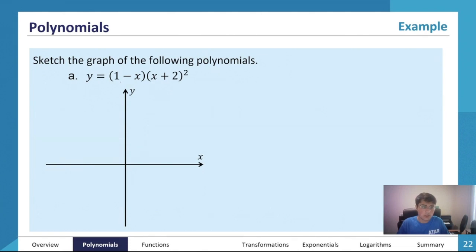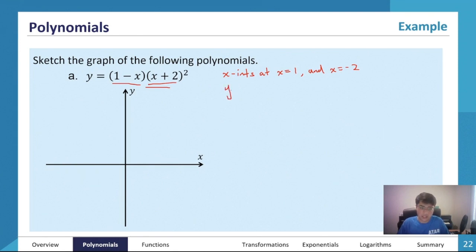In this case, we have the x-intercepts at x equals 1, because we have 1 minus x. So if we set x equal to 1, then this would collapse to 1 minus 1, which is 0, and so the graph would be equal to 0 as a result. So x equals 1, and x equals negative 2, and the negative 2 just comes from the x plus 2 term.